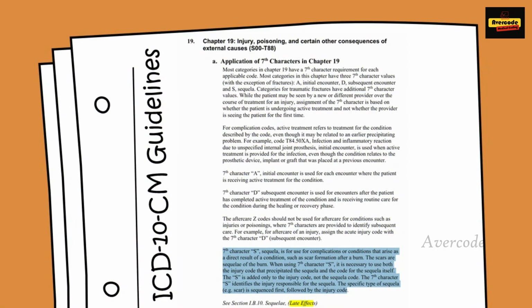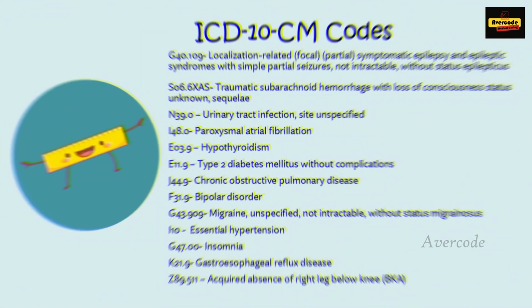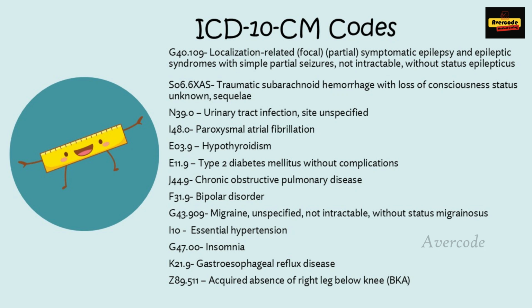The specific type of sequela is sequenced first, followed by the injury code. So code first epilepsy as principal diagnosis followed by sequelae of brain injury, then additional secondary diagnoses, which are documented in HMP, progress notes, and consultation reports. Pause the video and check all the codes carefully.